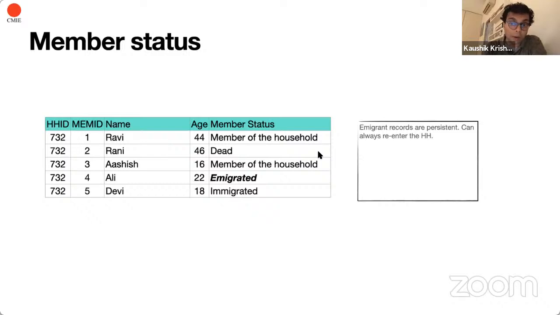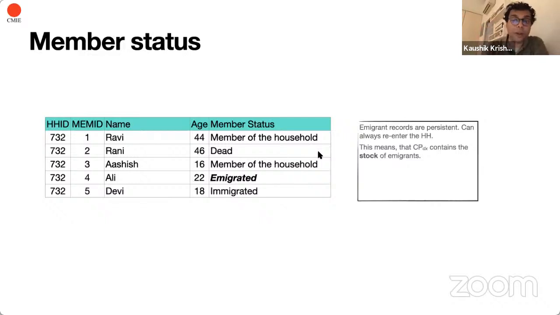First, immigrant records, like I mentioned, are persistent. They can always re-enter the household. What that means is in the micro data, you're going to see the stock of immigrants, not just the flow of immigrants. So in a given wave, it could be that Ali had emigrated this wave as of this interview. Devi had emigrated with an E, out-migrated 2 waves ago, and Ashish had out-migrated 4 waves ago. All of them will show up as emigrated in every single wave because at any wave, they could re-enter the data.